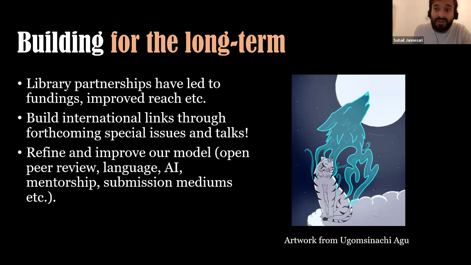We're trying to build international links, and break out of our UK-based bubble. Obviously, if we're trying to be an anti-racist and decolonial journal, then we've got a lot of work to do around that and around building meaningful partnerships with people across the world. And then there's loads of other things like our open peer review process.